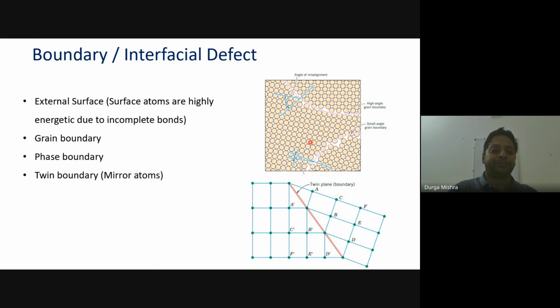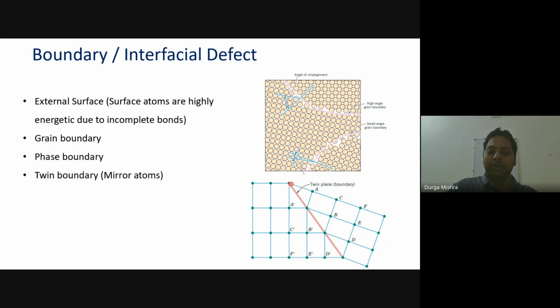Another interesting boundary is called a twin boundary. So what is a twin boundary? This represents the twin boundary. Let's say I have a set of planes here, something like this. Now at this boundary, the orientation, the HKL orientation, changes. Here, let's say, I have atoms A, C, F, B, E, D, like that. So this is one kind of orientation, and here is another kind of orientation.